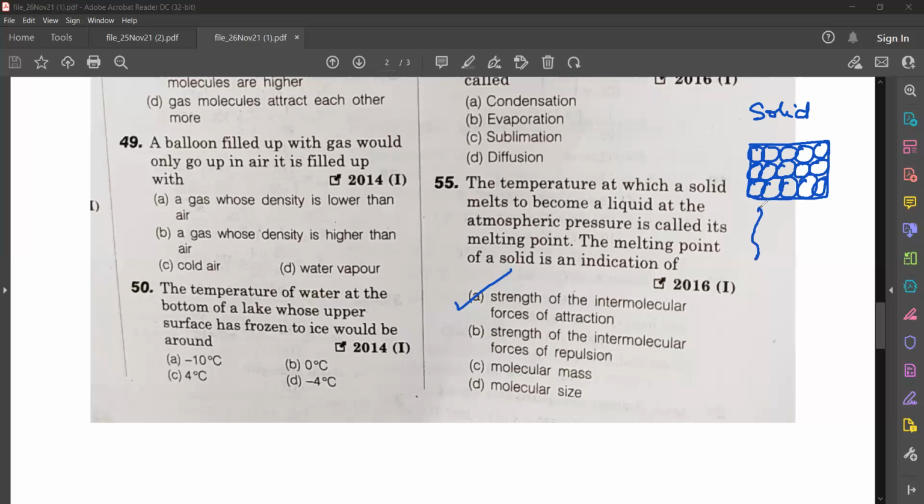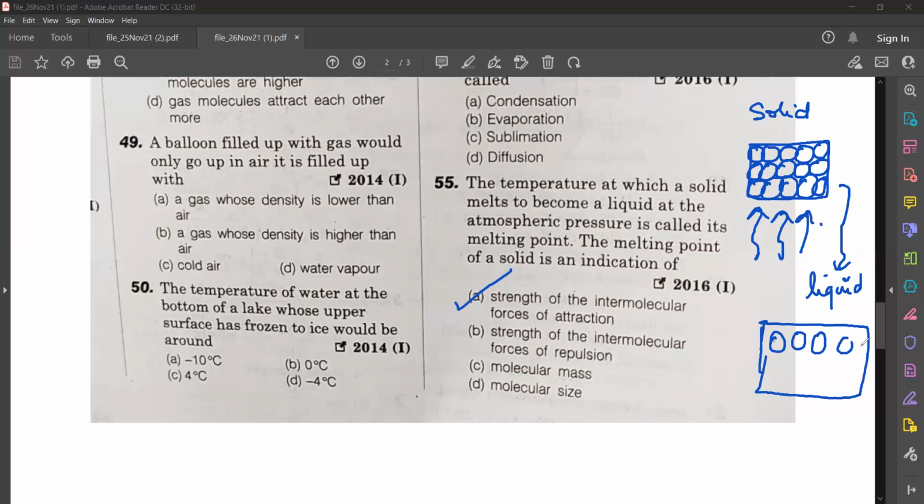So when we supply heat, or temperature, what happens? This starts to melt and form liquid. Okay, so liquid means what? In liquid, the particles should have some space between them, isn't it? So what is the indication of melting point? Melting point means it should overcome all this strong intermolecular force of attraction, isn't it? Then only space will come and it will flow. Then it will become a liquid.